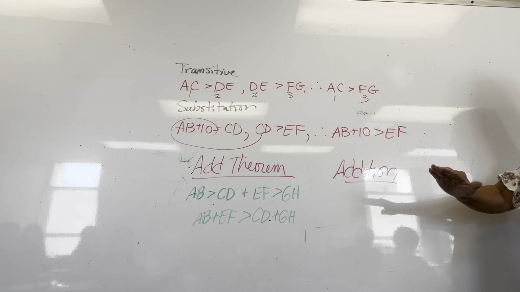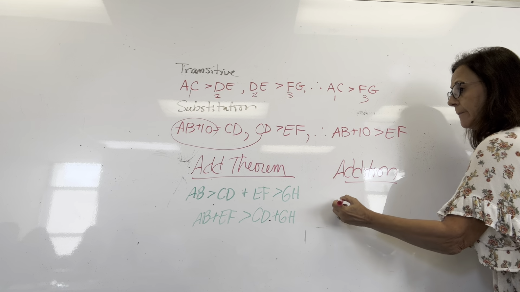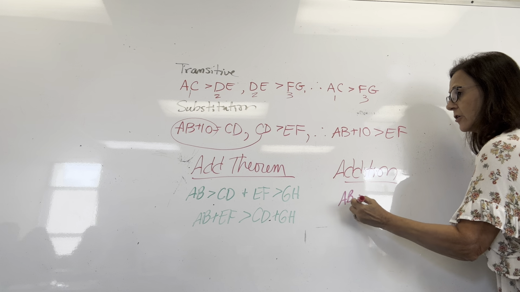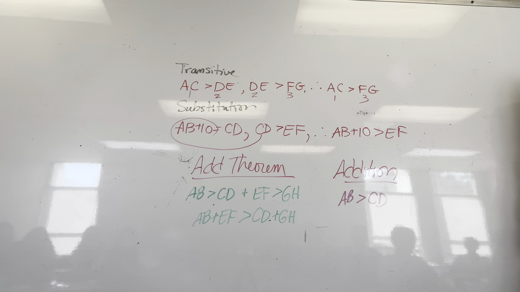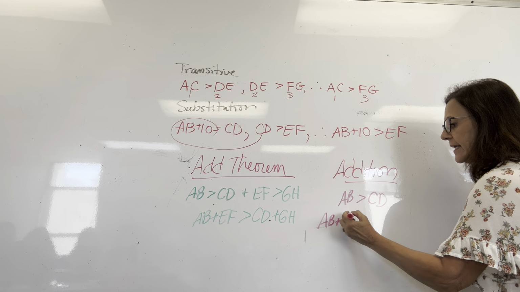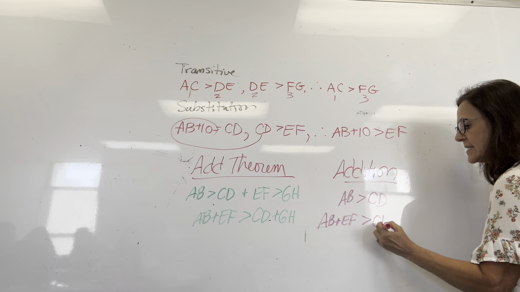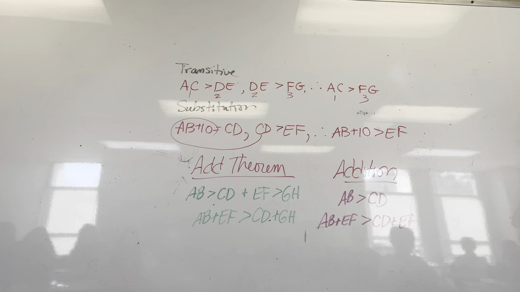Whereas if it's simple addition, I may just begin with AB greater than CD. And addition would be I add the same amount on both sides. So I may say AB plus EF is greater than CD plus EF. Do you see the difference? Make sense?